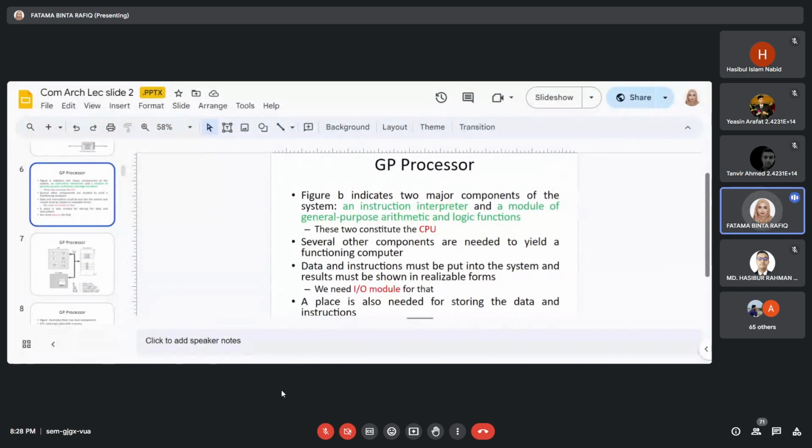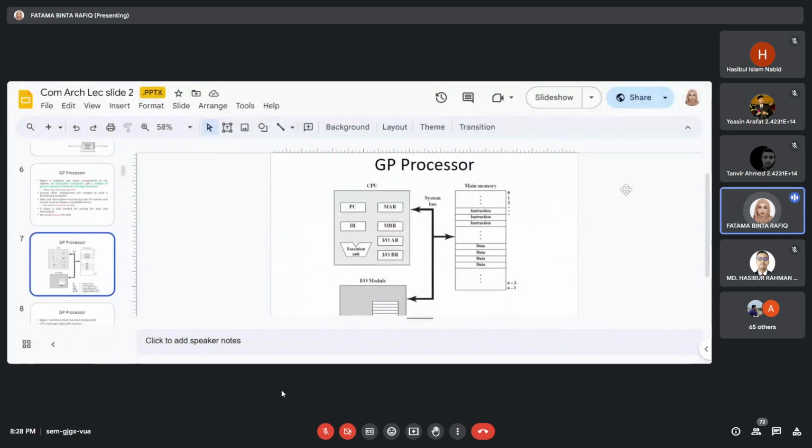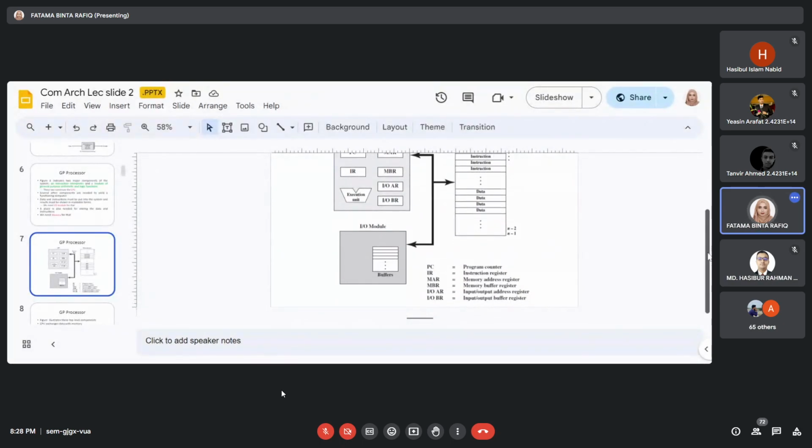And then the other part: we need some input to process the output, for that reason we have to add the IO module. And what we have done with the data or the input should be saved somewhere, and that's why we need memory. So here the organization of the general purpose processor is provided. Now the next slide.